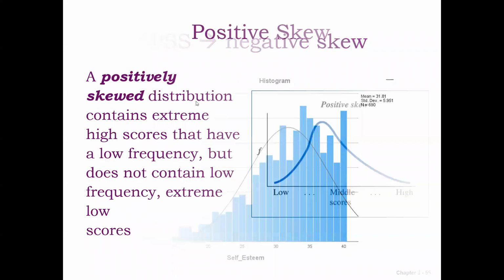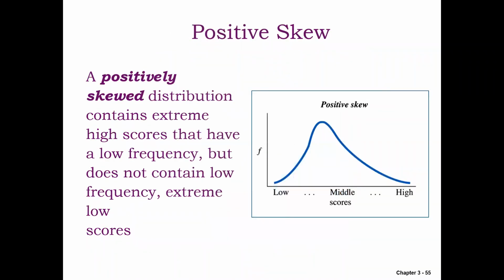What about a positive skew? It's like income, the opposite, except income doesn't really look like this. Income looks like this, right? And that's not an exaggeration, right? That means most people have low scores and a few people have high scores.